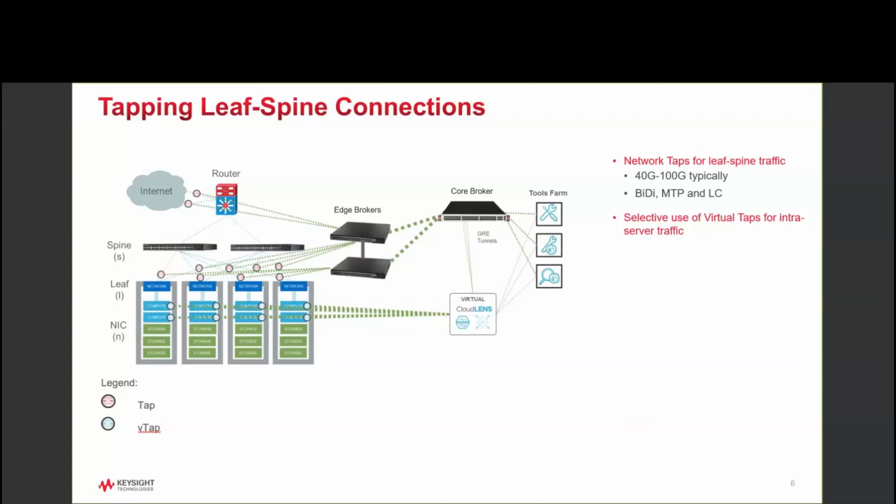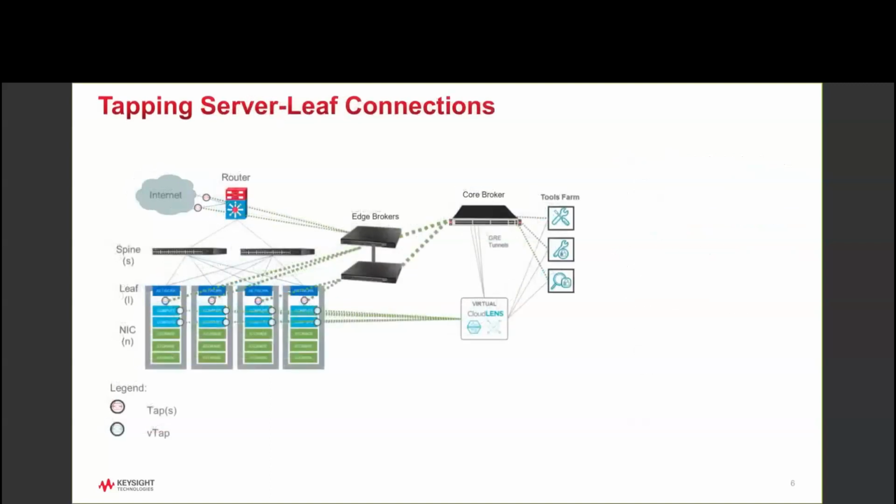Yeah, it's important to note that if all we were to do was to tap between spine and leaf connections, we would miss server traffic between servers on the same leaf. And we would also miss traffic between VMs on the same hypervisor if we weren't adding that virtual side.